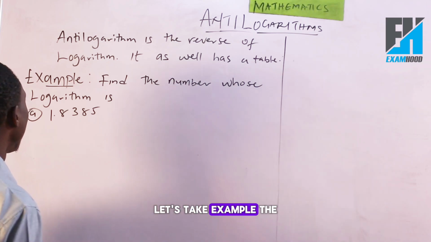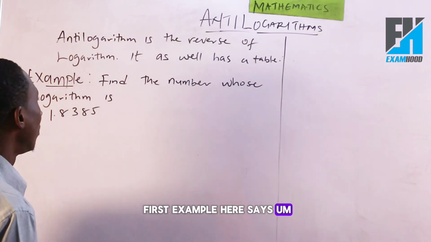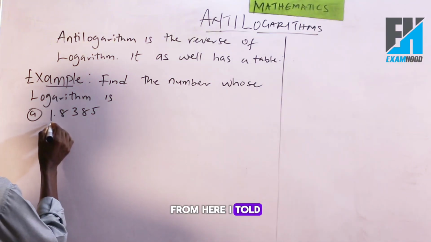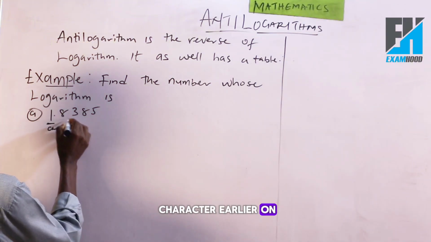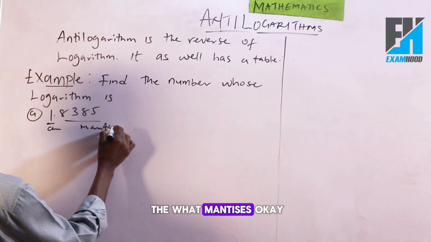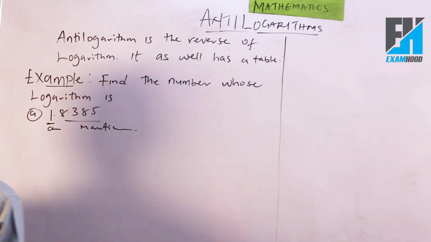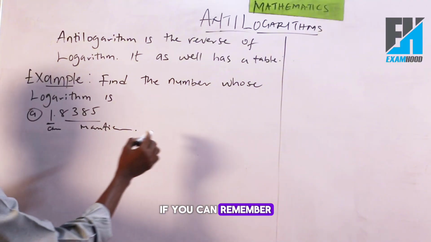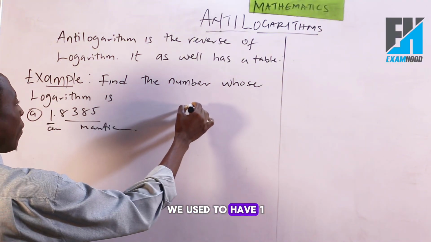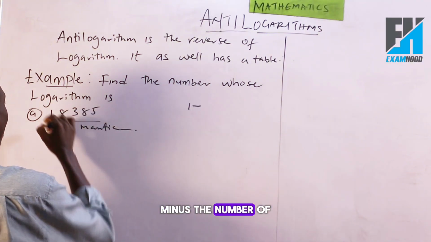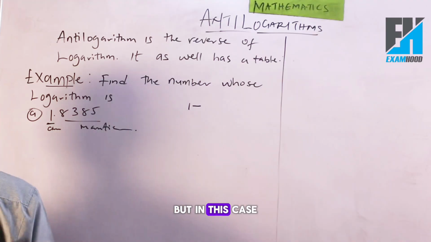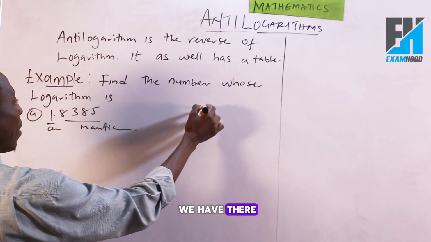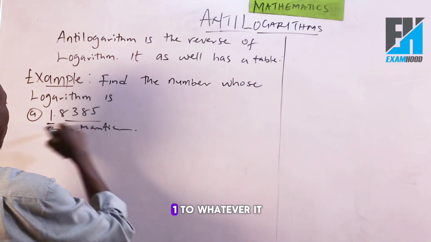All right, let's take an example. The first example says we should find the number whose logarithm is this. From here, I told you this is a characteristic, and then this is the mantissa. For antilogarithm, there's something you need to do. If you can remember, for logarithm, we used to have 1 minus the number of digits we have here. But in this case, we have to add 1 to whatever number of digits you have there.